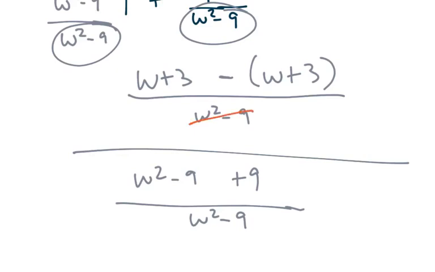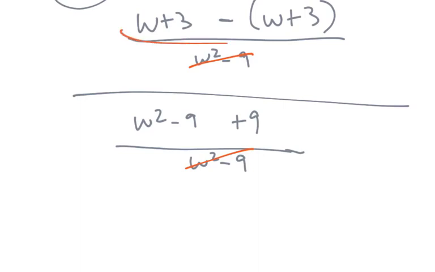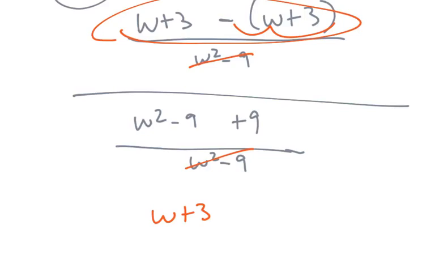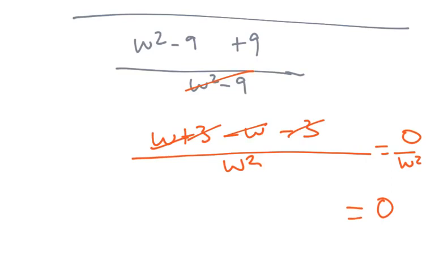Now this is nice because w squared minus 9 is going to cancel out because they match up. The numerator here is going to become w plus 3. If I distribute the negative, I'm going to get negative w minus 3. And the denominator is just going to leave me with w squared. So here this is interesting because these will subtract out, as will these. So I have 0 over w squared, which is just 0. So interestingly, on this problem, there is no need to go beyond this. Things will just cancel out.